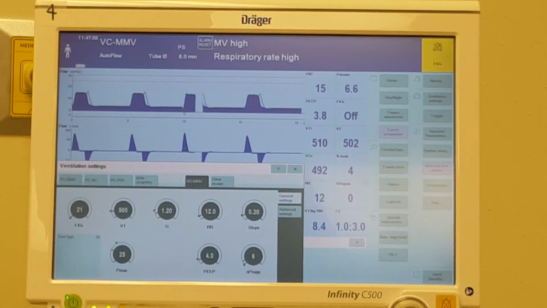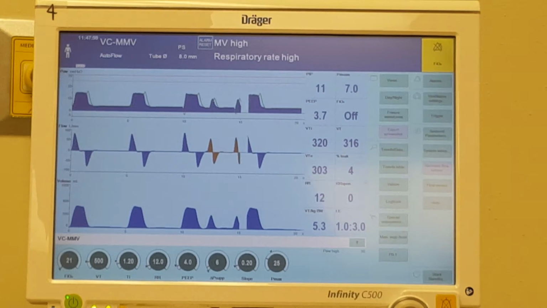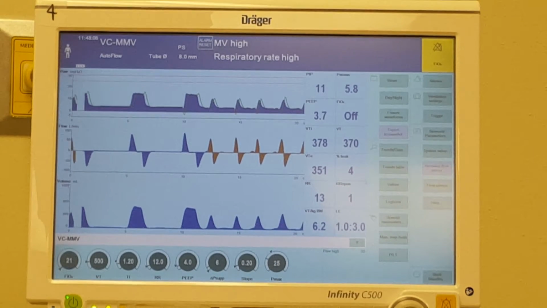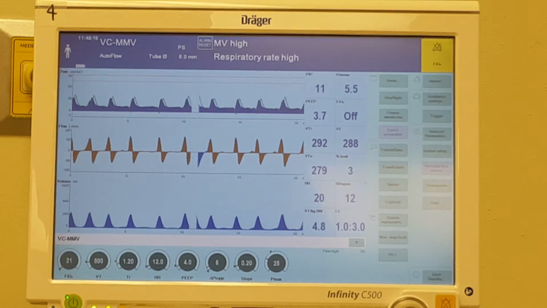So here we are in MMV with everything set as it should be. And I'm going to try and breathe at a rate of 20. So we can see our respiratory rate, 13. So we're aiming for a rate of 20.